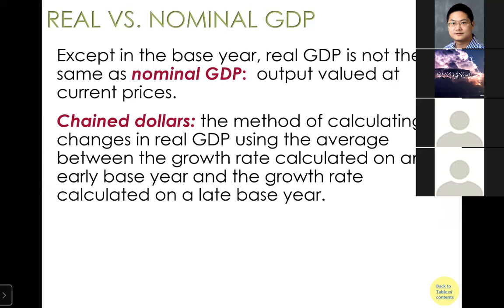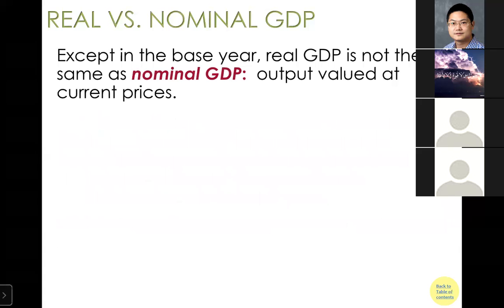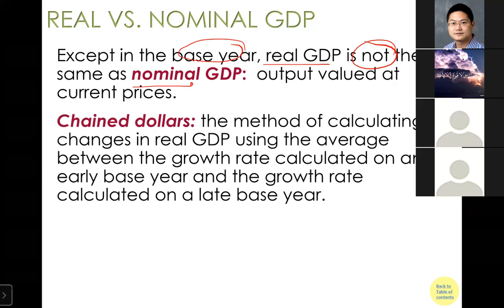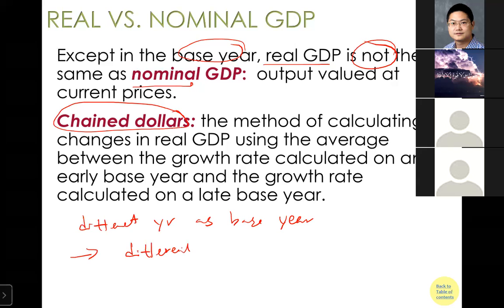So this just summarizes what we have learned. Let's go one by one. Except in the base year, real GDP is not the same as nominal GDP. In the base year, they are the same. Now, in reality, we also introduced chained dollar. This is used to deal with the case when we use a different year as base year. Let me write that. A different year as base year is going to give you different values of real GDP.